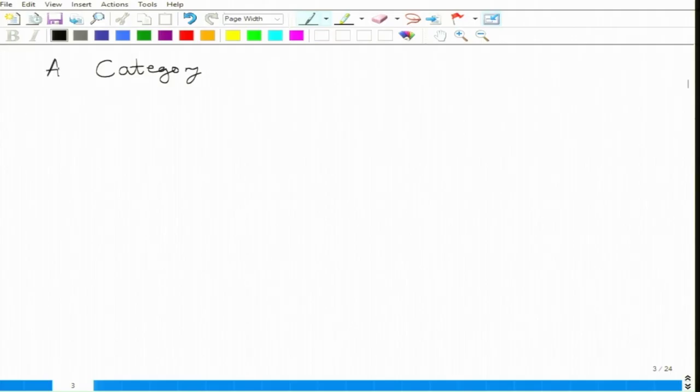Okay, a category C, now it's a mathematical structure. So a structure should have some signature. I mean, there should be some operations, some specific elements, some relations. So we are going to first describe that. A category C is given by the data of two collections.